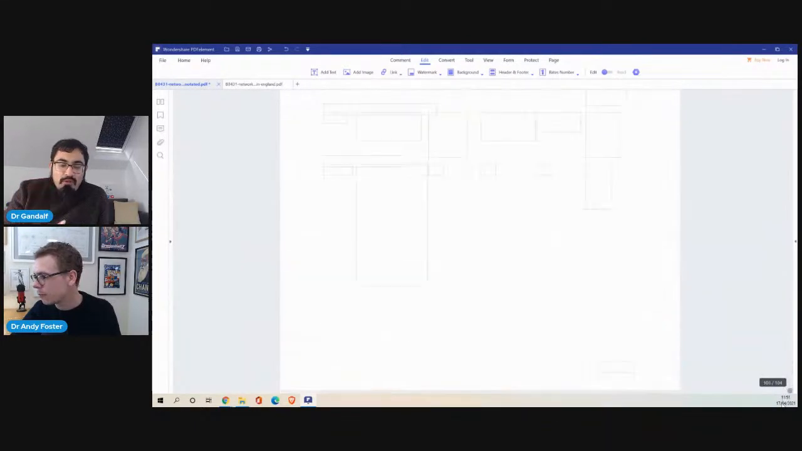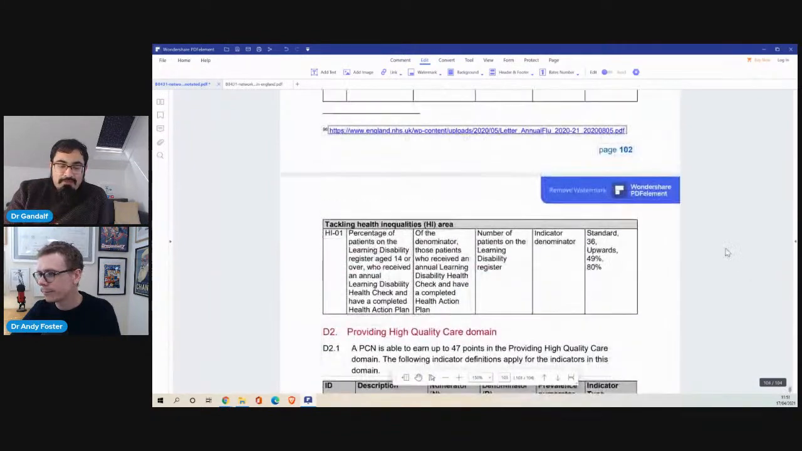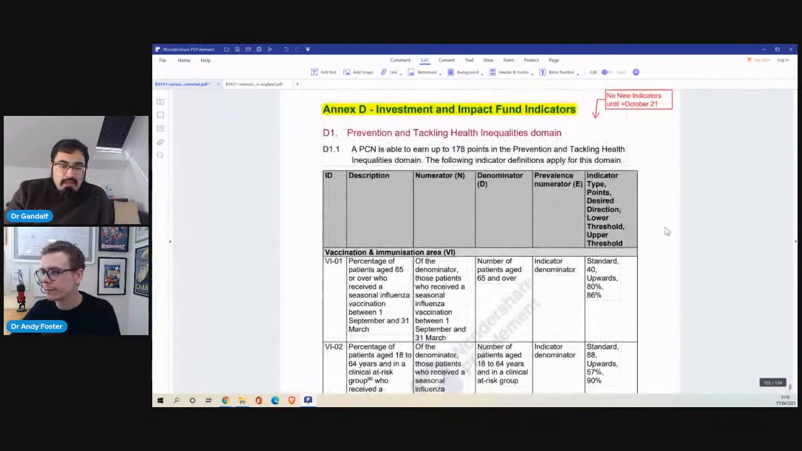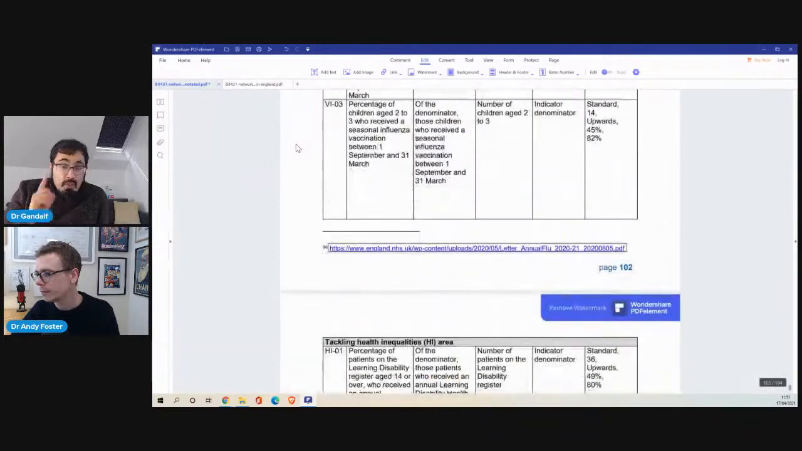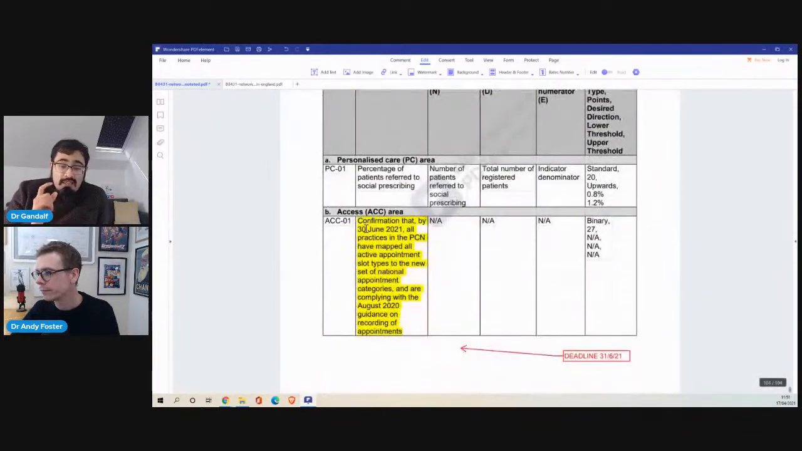So just like with QOF, there are various different things that you need to do, and if you do them, you get the payments. There are two different types of IIF statements: standard ones and binary ones. There's only one binary one that you need to be aware of, and it is the most important one for now. And that's the access one.